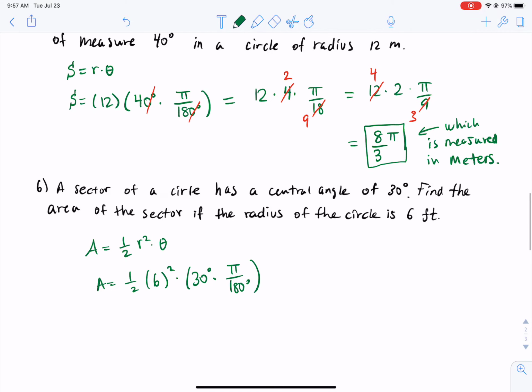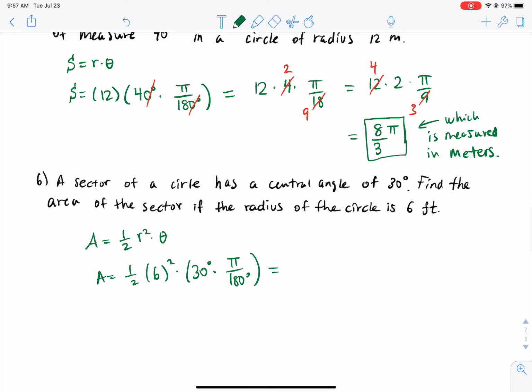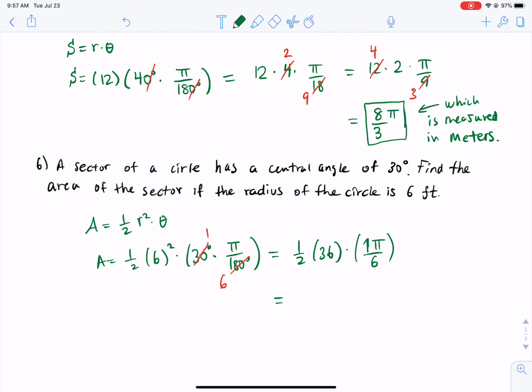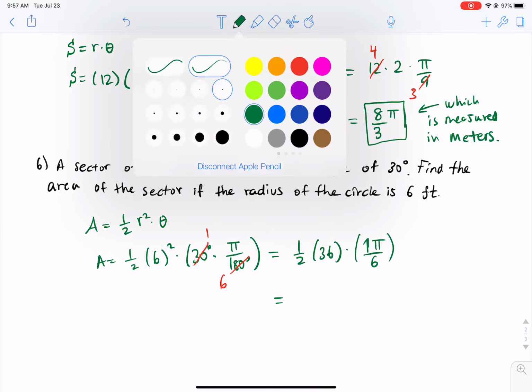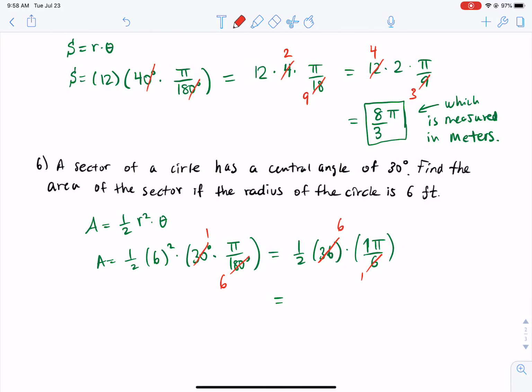Pi over 180. And we can simplify this, right? So this is going to be 1/2 times 36, and 30 degrees divided by 180 degrees, you can simplify that into 1 over 6. So this guy is just going to be 1 pi over 6. So when you simplify all of this, 36 divided by 6, right? So this will be 6, this will be 1. What is this going to simplify to? 3 pi. And what will be the units for this area?